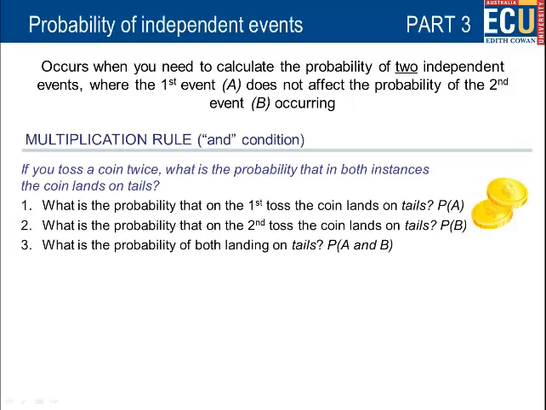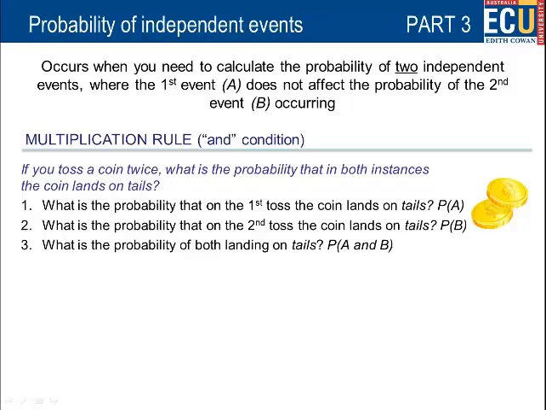Let's have a look at the multiplication rule, or the AND condition. If you toss a coin twice, what is the probability that in both instances the coin lands on tails? So what we're after here is what is the probability of landing on tails with the first toss, and what is the probability of landing on tails in the second toss. So firstly, what is the probability on the first toss the coin lands on tails?